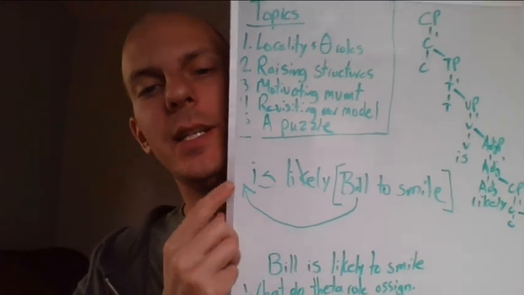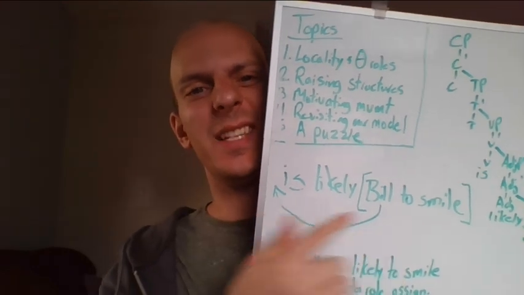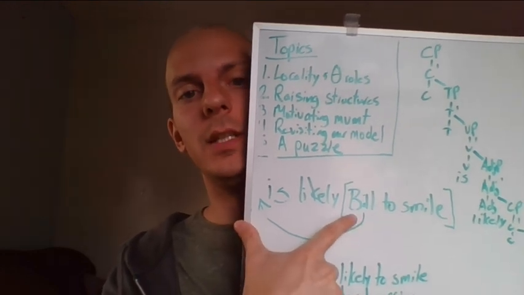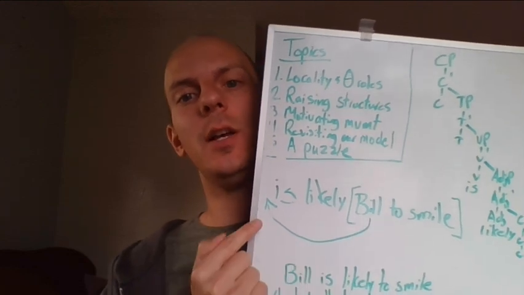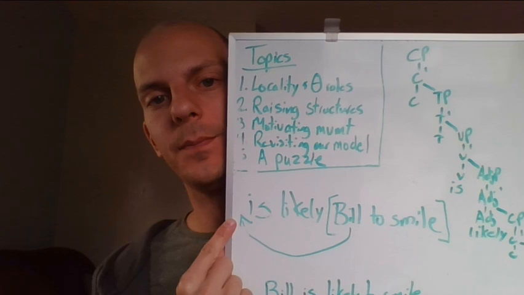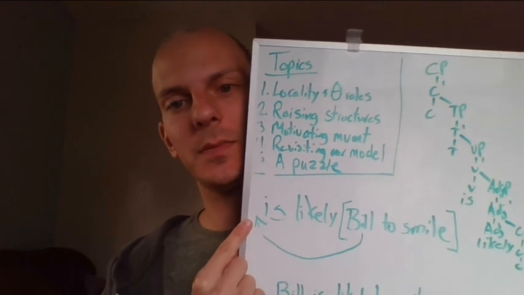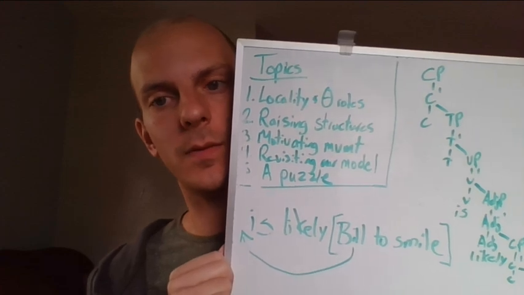So we've talked about theta grids. We've talked about this from a theta grid perspective up to this point. Let's introduce trees into our equation here, and let's see if we can draw a tree for this underlying representation, this unraveled, pre-movement version. We know we want Bill here so that it can get its agent theta role from smile, and we know we have to end up with Bill up here because that's what the sentence is. Bill is likely to smile. That's just our concrete evidence. So let's start by drawing the underlying form, and then we'll see about movement afterwards.